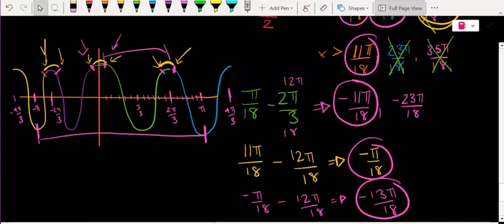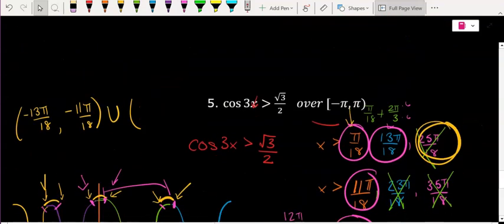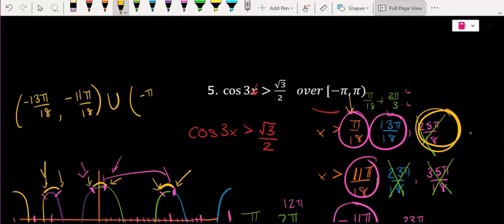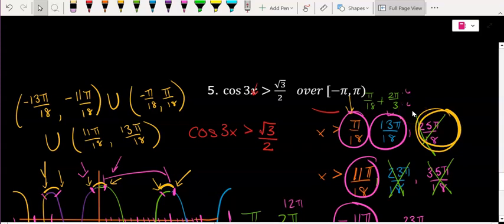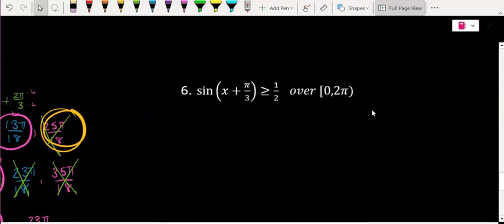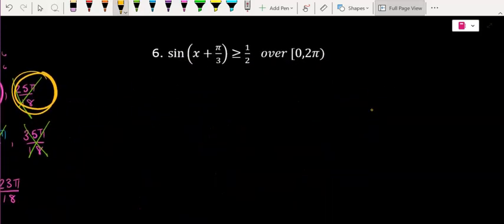And then I'm going to do my next one. So my next one would be negative pi over 18 to pi over 18. And then I'm going to do another union. And then I got my last ones, which will be 11 pi over 18 to 13 pi over 18. There we go. And now I'm done. Needless to say, the ones that have multiple angles, those are rough.